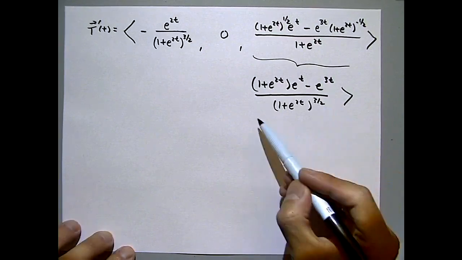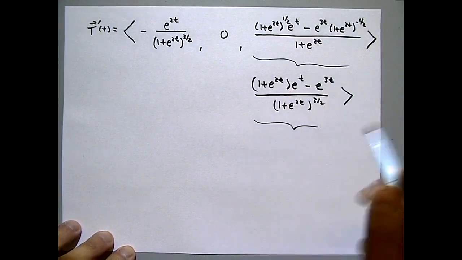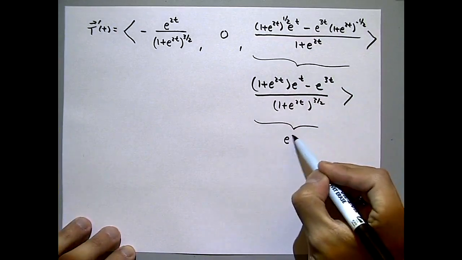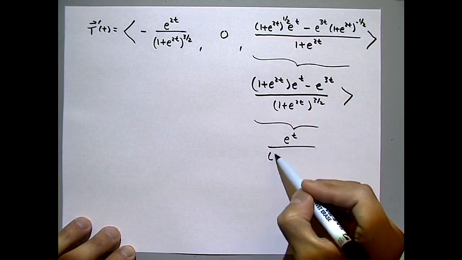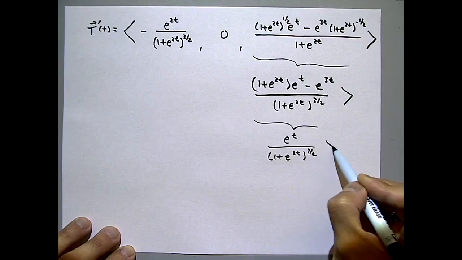And actually, we can simplify this even more. Look, this e to the 3t minus e to the 3t. So this is e to the t over 1 plus e to the 2t to the 3 over 2.